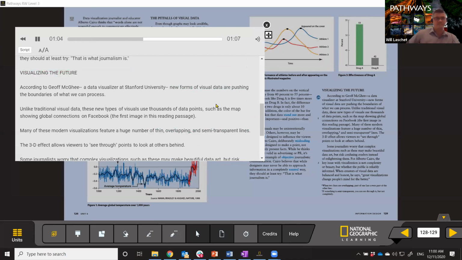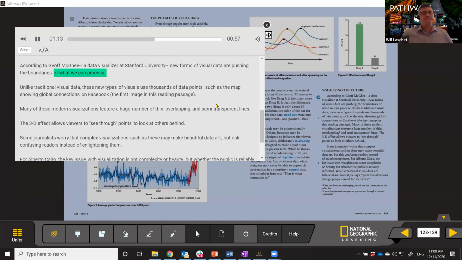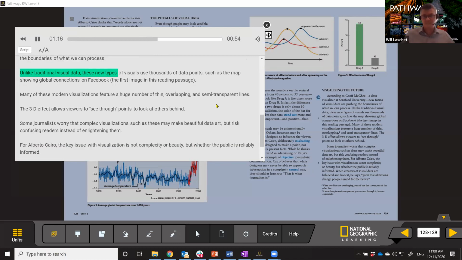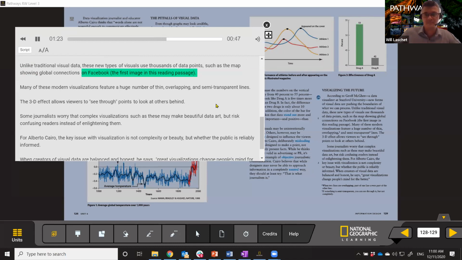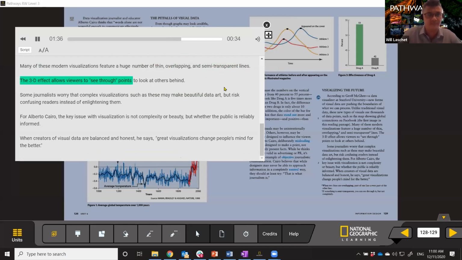Visualizing the future. According to Jeff McGee, a data visualizer at Stanford University, new forms of visual data are pushing the boundaries of what we can process. Unlike traditional visual data, these new types of visuals use thousands of data points, such as the map showing global connections on Facebook, the first image in this reading passage. Many of these modern visualizations feature a huge number of thin, overlapping, and semi-transparent lines. The 3D effect allows viewers to see through points to look at others behind.